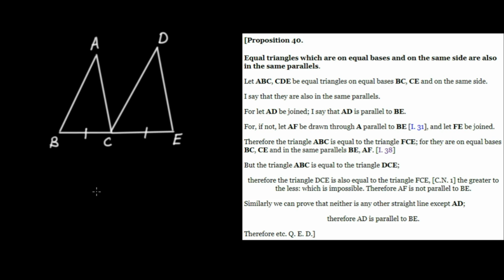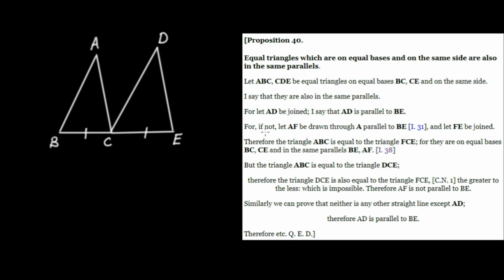And Euclid claims, or this text rather claims, that if AD be joined, then AD is going to be parallel to BE. So the line through AD is going to be parallel to BE. And we move on to prove this.